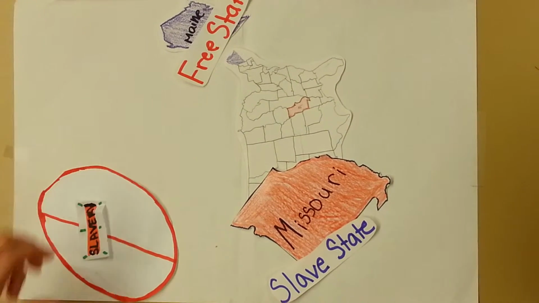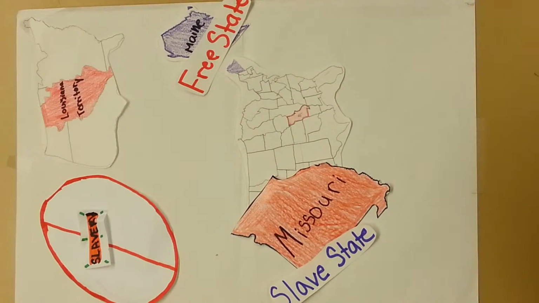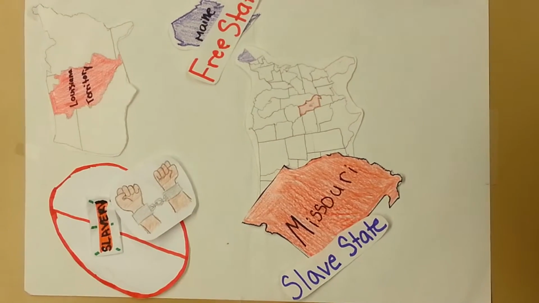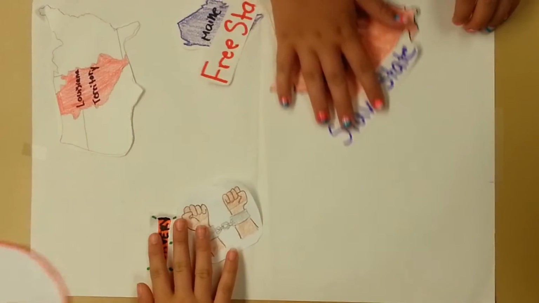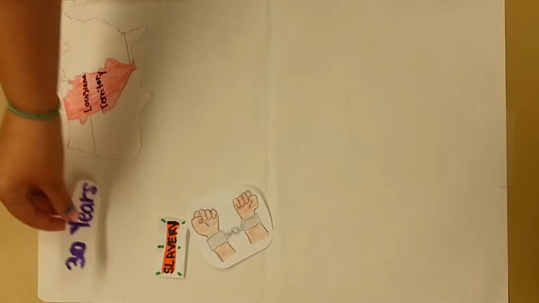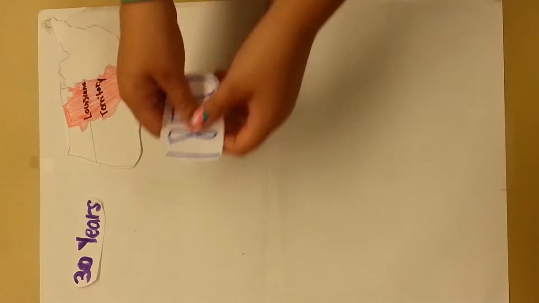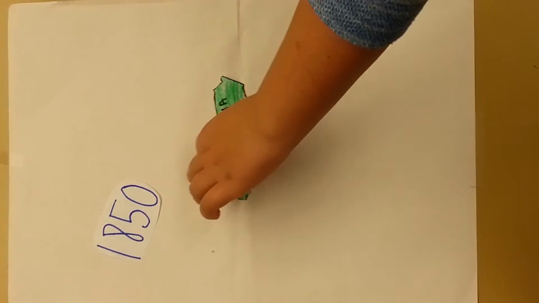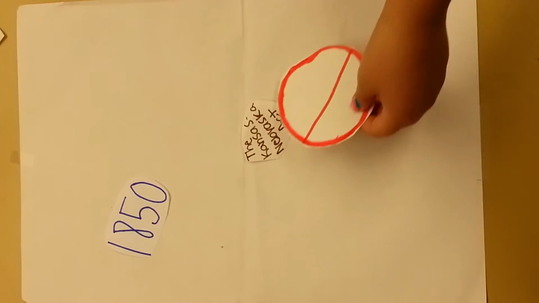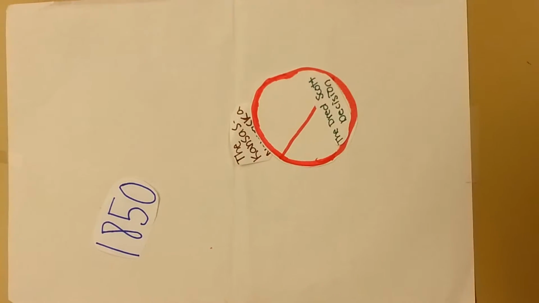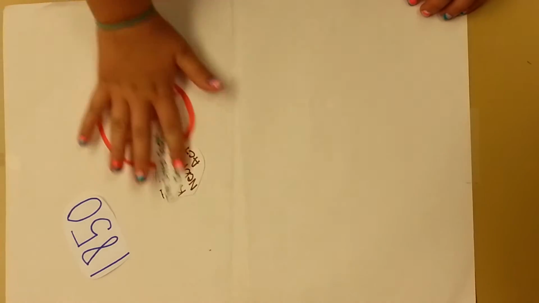Once the Missouri Compromise became law, it showed the North that the South did not intend to end slavery. The Compromise lasted for about 30 years. Then, in 1850, California became a standalone state, upsetting the balance. In 1854, the Compromise was repealed by the Kansas-Nebraska Act, and 3 years later was declared unconstitutional by the Supreme Court in the Dred Scott decision.